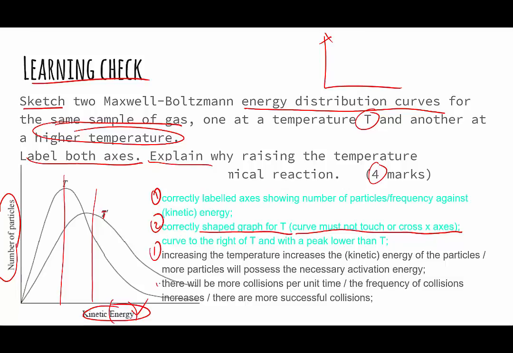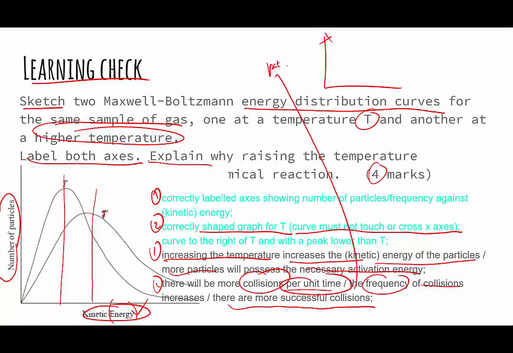Okay, there are 2 things you need to mention. The first one: what happens when you increase the temperature? When you increase the temperature, that will increase the kinetic energy of the particles, or you can say more particles will have enough activation energy. And also make sure you're talking about there being more collisions per unit time, or the frequency of collisions, or that there are more successful collisions. Make sure you're always talking about frequencies or per unit time, because we're talking about rate of reaction, so it's always a matter of time. So to get full points, make sure you're always talking about time and frequency as well.